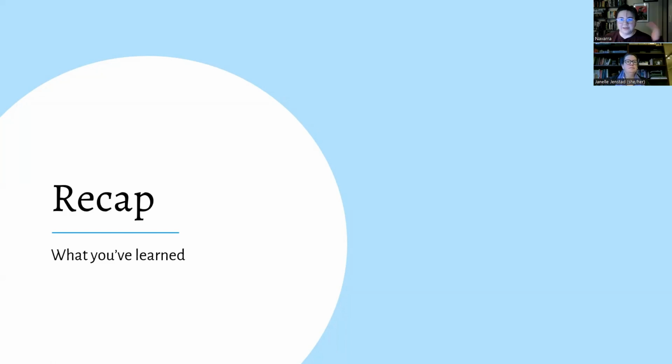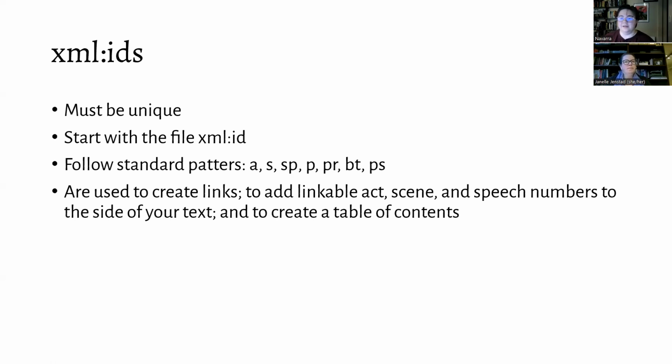Okay, so a quick recap of all of these before I hand it over to Janelle. We've talked about XML IDs today. We said they must always be unique. They must always start with the file XML ID for your modernized text, and they follow standard patterns. Acts are A, scenes are S, speeches are SP, paragraphs are P, things before your scenes are PR, between your scenes are BT, and after your scenes are PS. And these XML IDs are used to create links, to add linkable act, scene, and speech numbers to the side of your text, and to create a linkable table of contents.